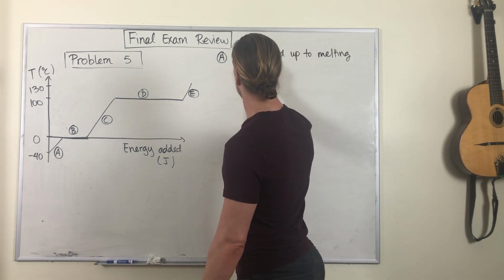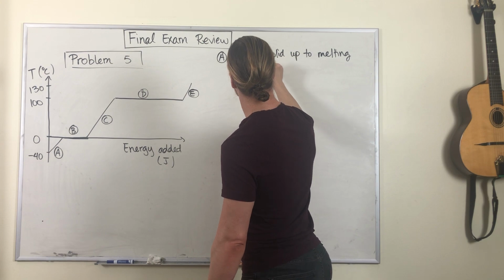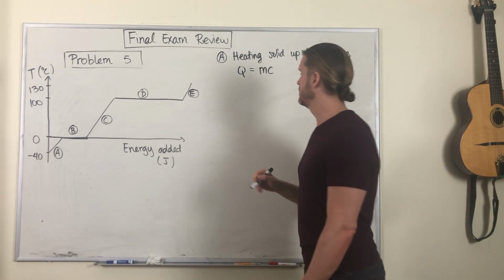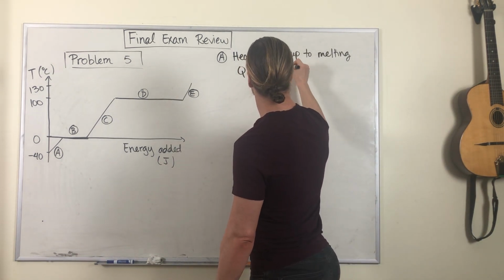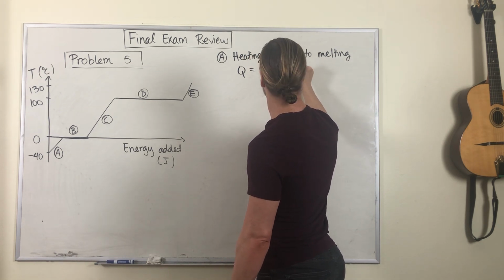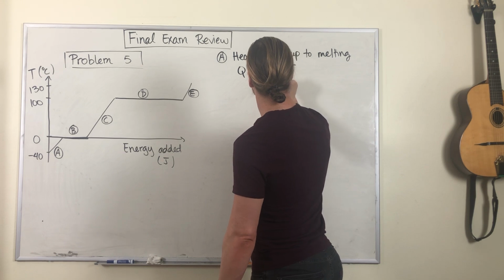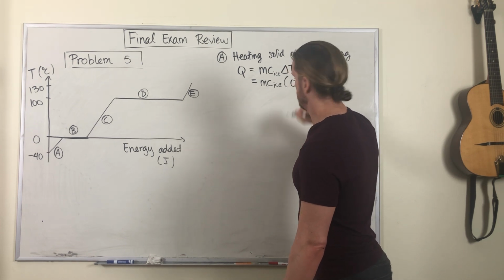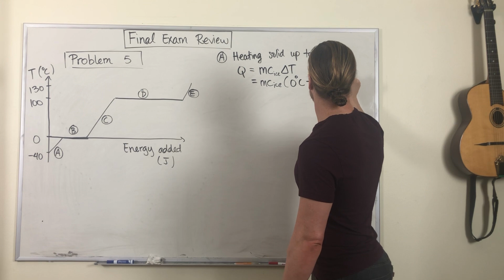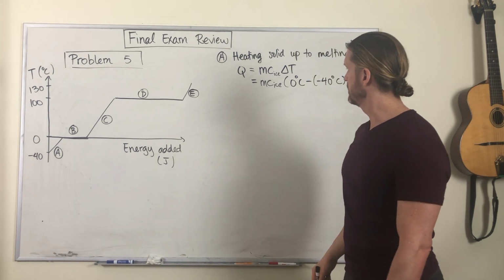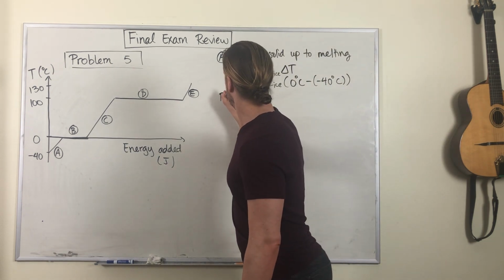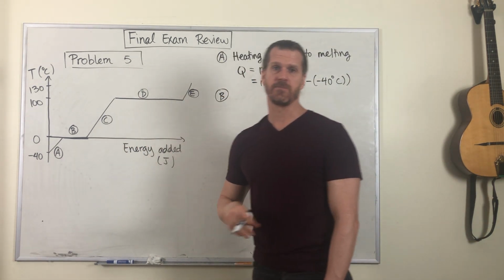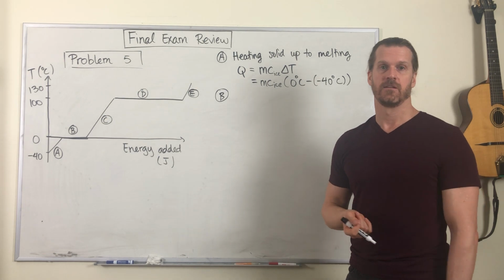So we're heating the solid up to the melting temperature, and the heat that must be added is mass times the specific heat of that material, in this case it's ice, times that change in temperature, or MC times 0 degrees minus negative 40 degrees. I won't put in the numbers, you can do that. Now, part B is a phase change. This is the melting phase change.